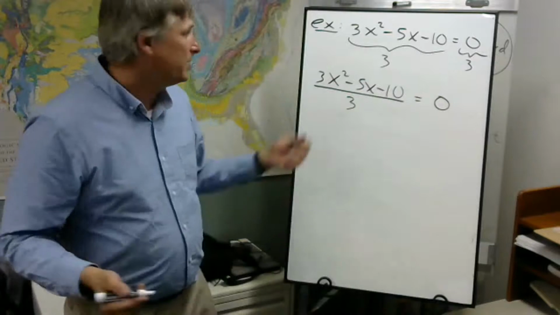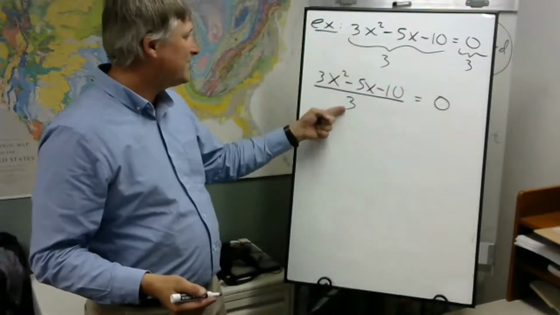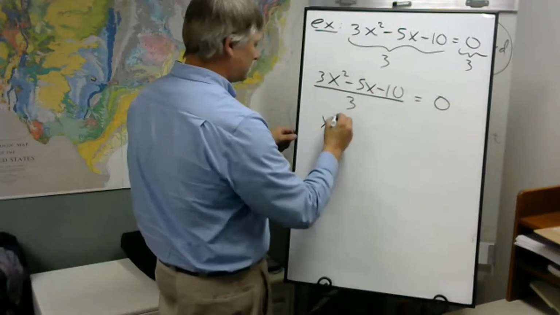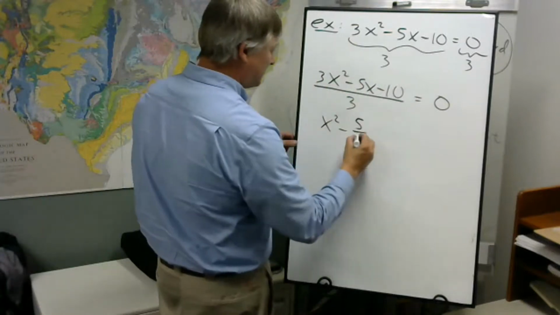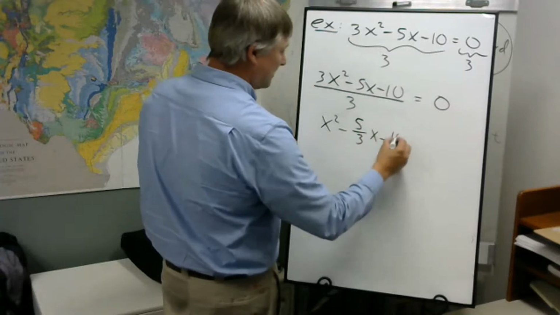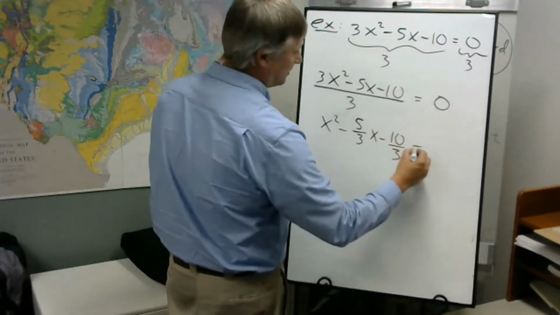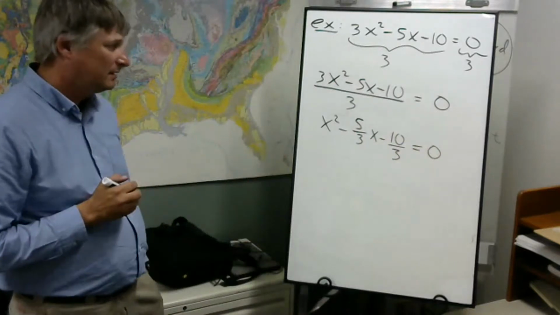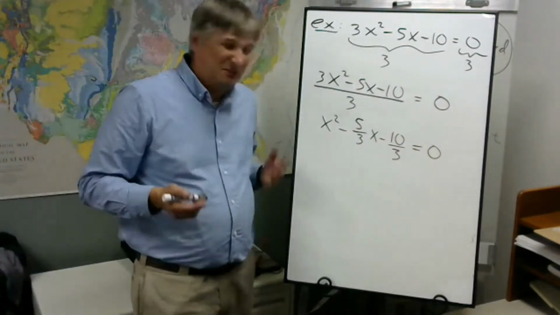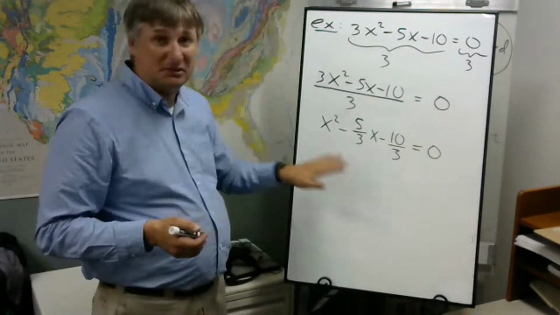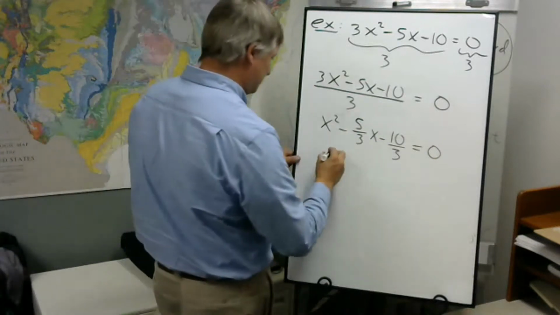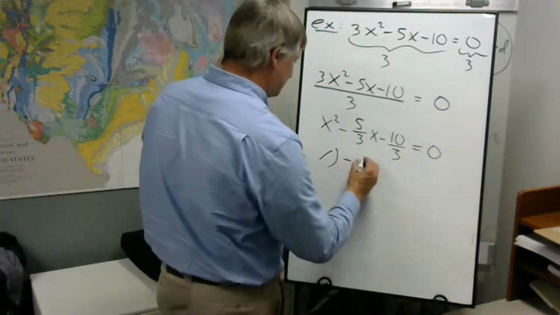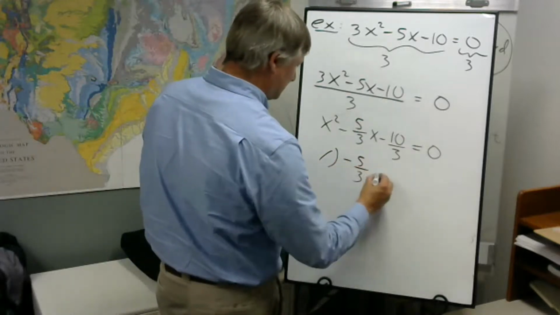And what this does, the way it's going to get rid of that 3 is it divides into each of these. So 3, that's just 1x squared minus 5/3 x minus 10/3, is equal to 0. So even though we got some fractions, and this looks kind of rough, let's stick to our procedure. First off, we take this minus 5/3. We divide it by 2.